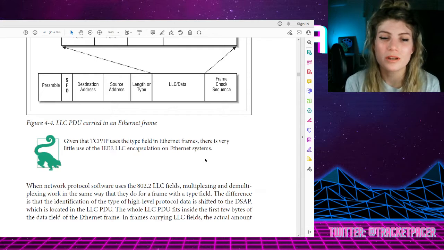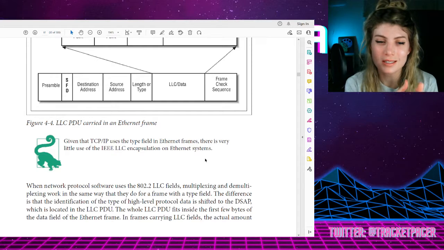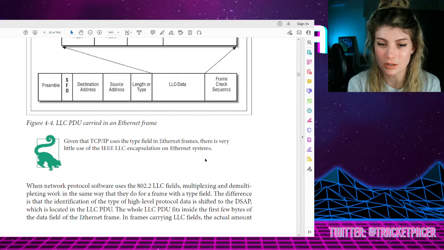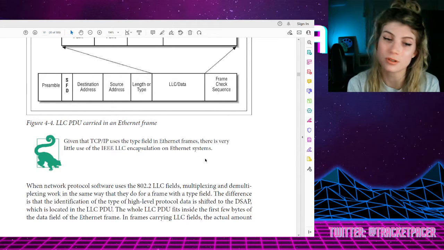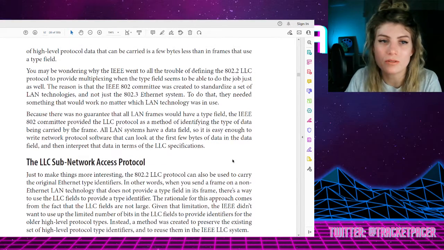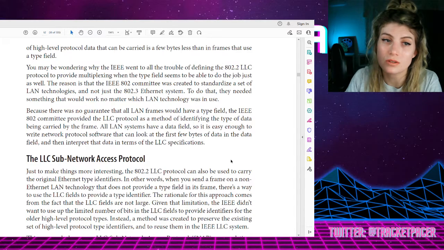Here we go. When network protocol software uses the 802.2 LLC fields, multiplexing and demultiplexing work the same way they do for a frame with a type field. The difference is that the identification of the type of high-level protocol data is shifted to the DSAP, which is located in the LLC PDU. The whole LLC PDU fits inside the first 2 bytes of the data field of the Ethernet frame. So it's a lot smaller. In frames carrying LLC fields, the actual amount of high-level protocol data that can be carried is a few bytes less than in frames that use a type field.